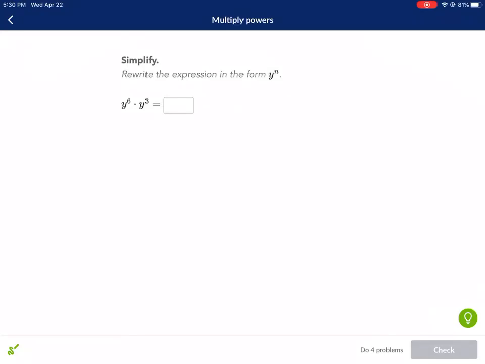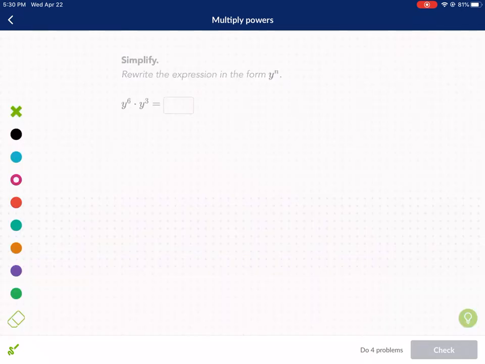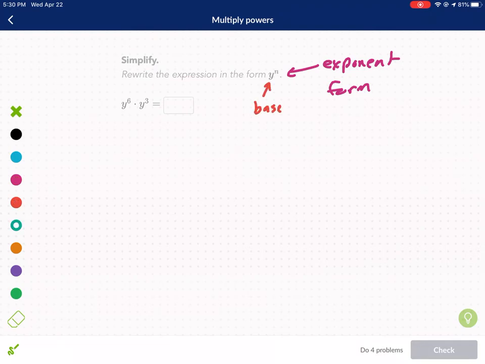Today we're doing another Khan Academy tutorial on multiplying powers. So this first exercise is asking us to simplify, and it wants us to rewrite the expression in the form y to the n power. Well, we should know that this is exponent form. Okay, and one thing to keep in mind, in a quick review, the y is the base, the n is the power. So we're multiplying y times itself n times for y to the n. That's what that expression means.